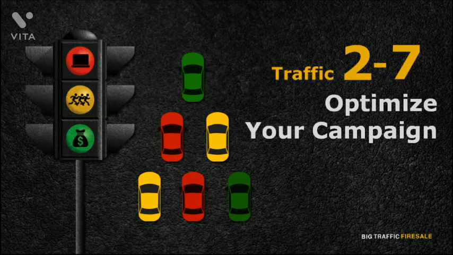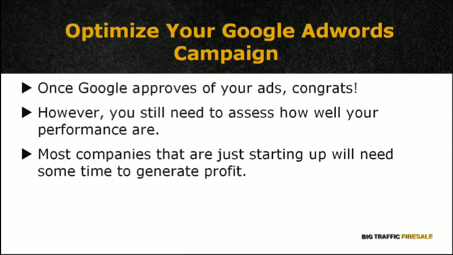Hey there, and welcome back. We've already gone through 7 modules of the Google AdWords series. You've learned about what Google AdWords is, what the mechanics are, how you can start your own campaign, and the strategies and tactics to go about it. We finally reached the last module where it's all about optimizing your AdWords campaign. From the previous modules, I'm certain that you are now able to launch your Google AdWords campaign. Once Google approves your ads, congrats! You're now up and running.